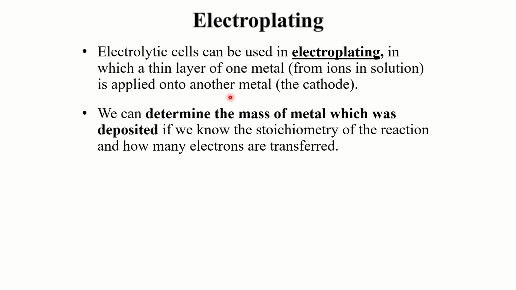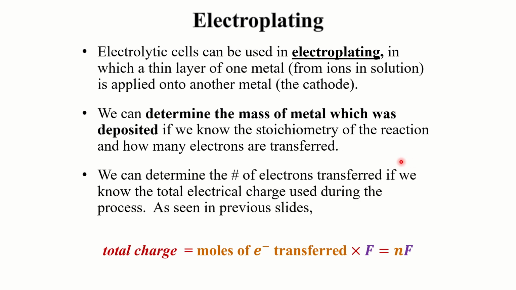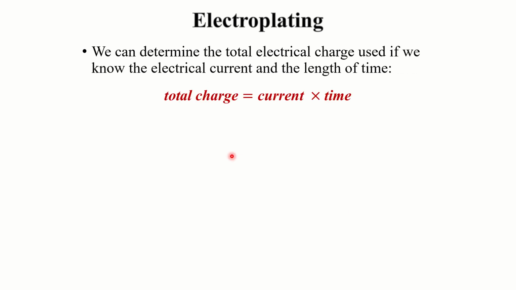We can determine the mass of metal which was deposited if we know the stoichiometry of the reaction and how many electrons are transferred. We can then determine the number of electrons transferred if we know the total electrical charge used during the process. So as seen in previous slides, the total charge is equal to the moles of electrons transferred times Faraday's constant, or NF.